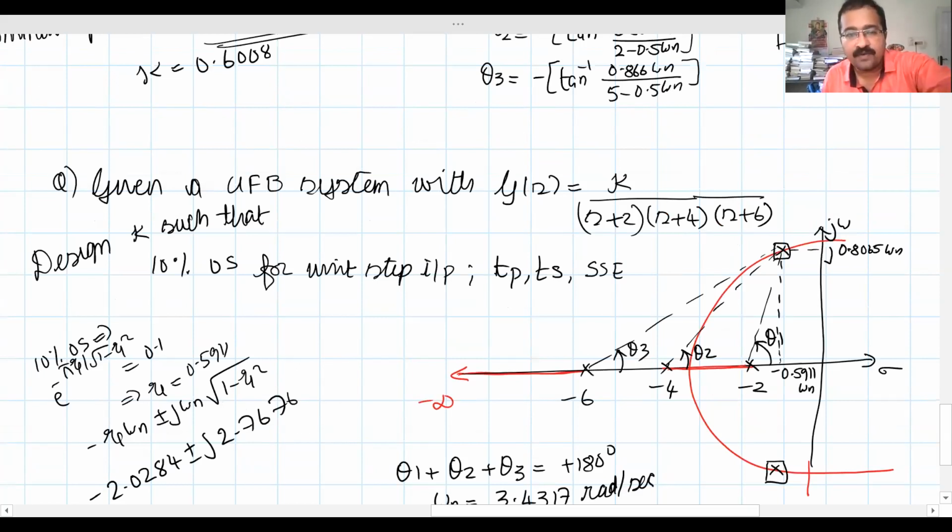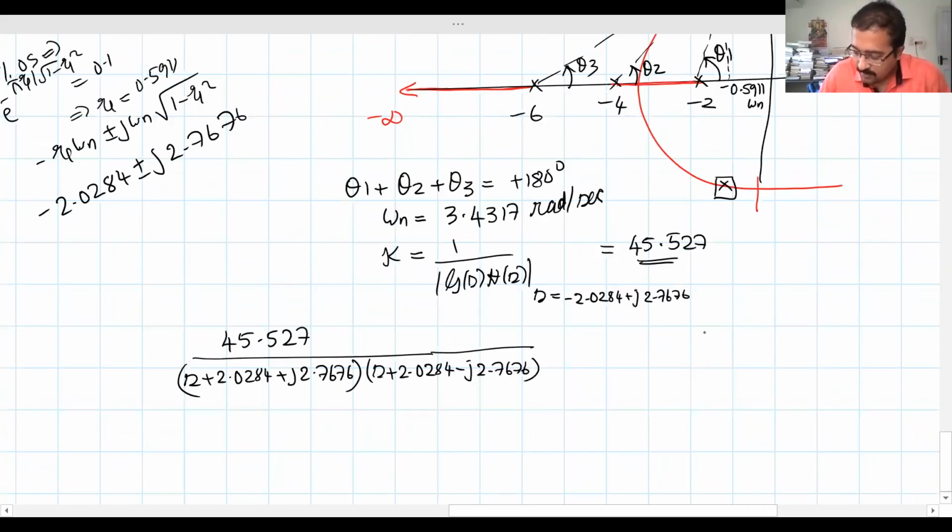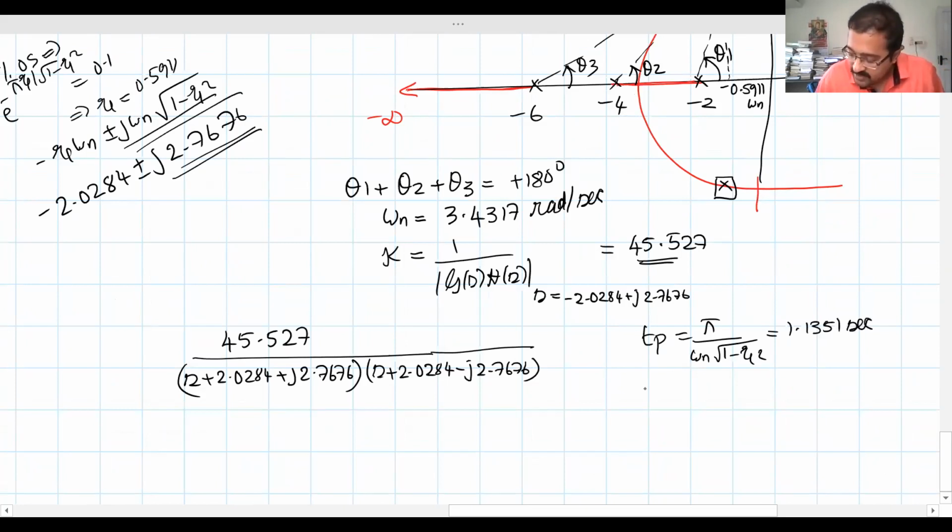Right? Now we are asked to find the peak time. What is peak time Tp? Pi by omega d. What is omega d? Omega n into root of 1 minus zeta square. And what is that? 2.7676. So pi by 2.7676. If you do that, you will get 1.1351 seconds. Fine. Settling time for the 2% criterion will be what? 4 divided by zeta omega n. Where is zeta omega n? The real part of the pole. Okay, so substitute that: 4 divided by 2.0284. That will be around 1.9719 seconds.